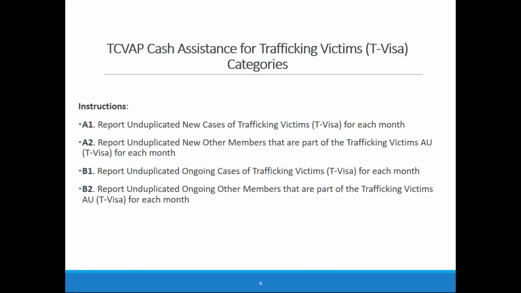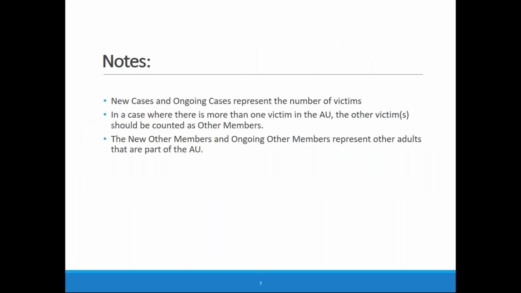Column A2 is to report unduplicated new other members that are in the assistance units for each month, and column B1 is to report unduplicated ongoing cases of trafficking victims for each month, and column B2 is to report unduplicated ongoing other members that are part of the trafficking victims assistance unit for each month.